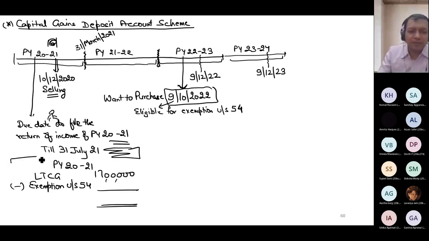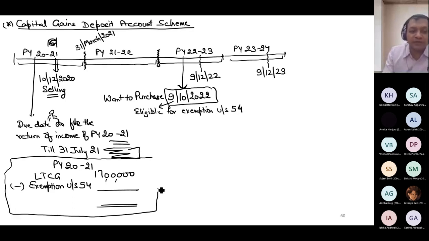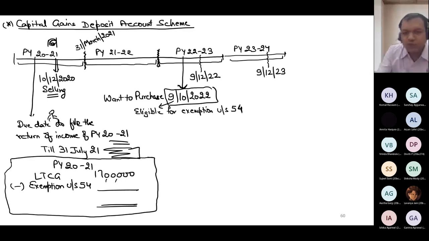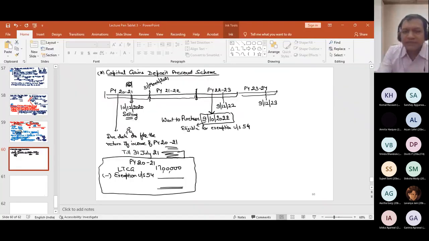Is the problem clear? In section 54, you say that you have 2 years time to purchase the house, you will get the exemption. But my question is, if the last date by which I should furnish the return of income is 31st July 21, what is the benefit when the department says that I can purchase the house till 9th December 2022 in my example? Have you understood the problem? Please raise your hand if you have understood the problem.